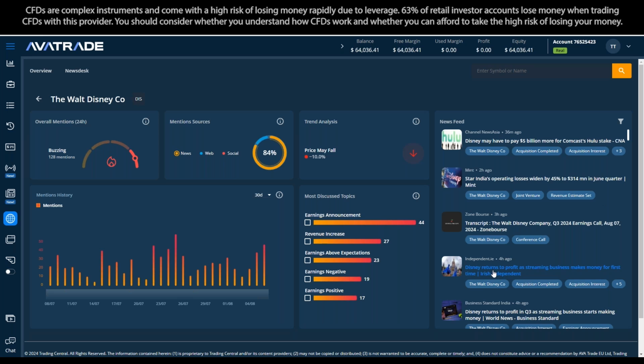Disney's returns, which just came out, I believe today, they had better earnings per share than expected. They had better revenue than expected. And it says, Disney returns to profit as streaming business makes money for the first time.